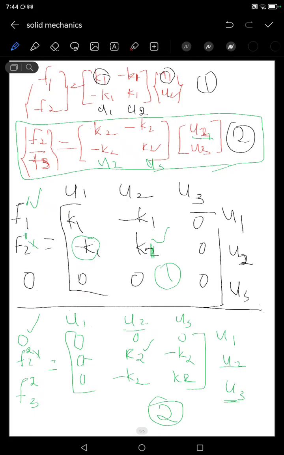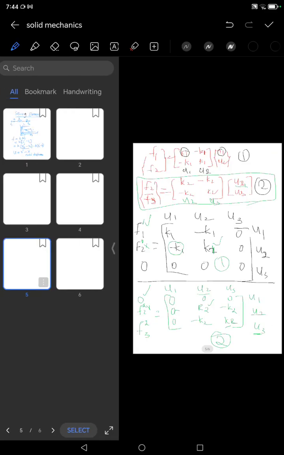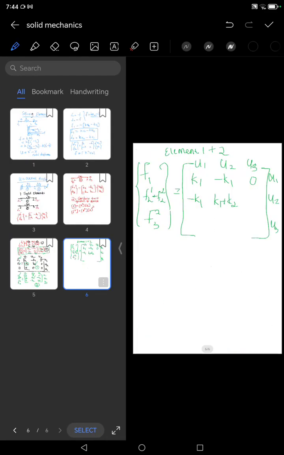And then here on u2 and u3 it is going to be 0 plus negative k2, which is negative k2. And then u3 and u1, it's going to be 0 plus 0. And then here it's going to be 0 plus negative k2. And then here it's going to be 0 plus k2. So if you get this one, you'll be sorted.